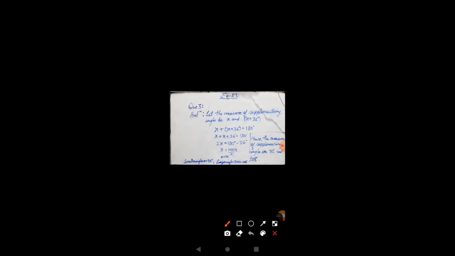x plus x will be equal to 2x, and this 36 will go towards the right hand side, and it will become negative. We get 180 minus 36. So 180 minus 36 will be equal to 144. So 2x is equal to 144.